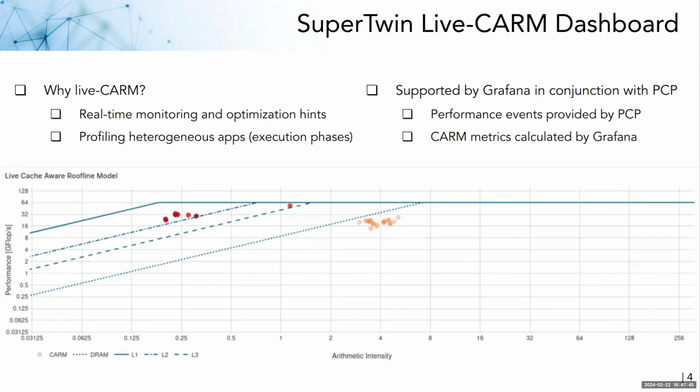This can be very useful for heterogeneous applications, which can have different execution phases that can result in different bottlenecks at different points. This is supported by Grafana in conjunction with PCP to source the performance metrics. And the static CARM lines themselves, the lines you see in blue, come from the results of the micro benchmarks that the AdCarm tool runs on your system.